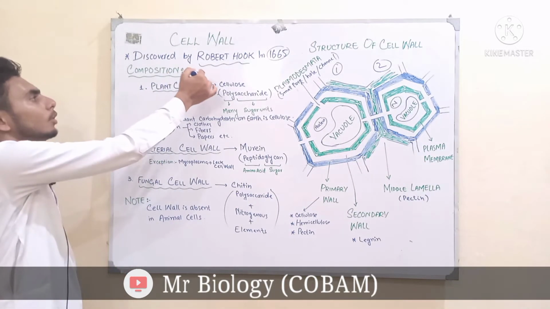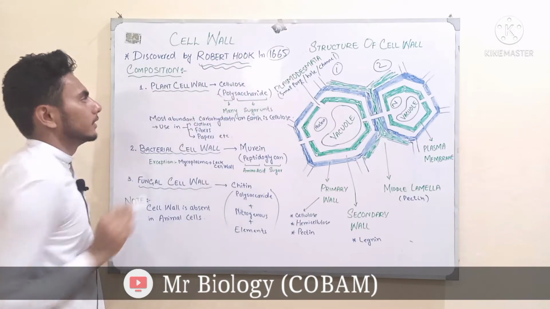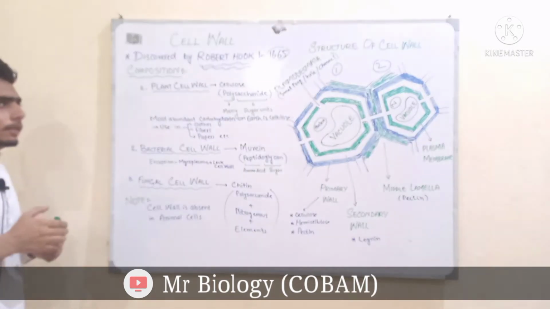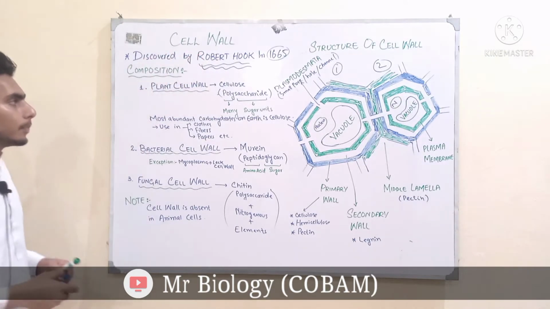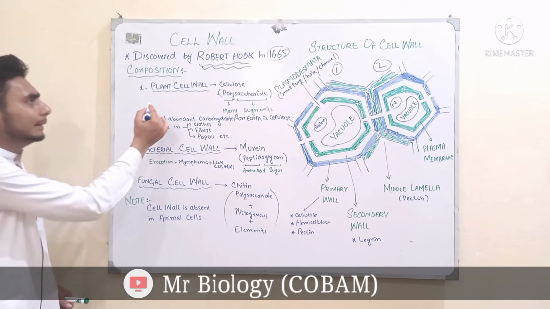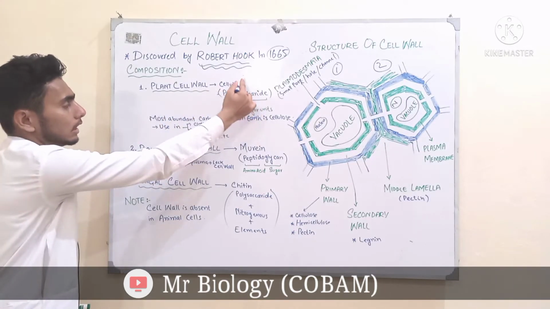First of all, the cell wall was discovered by Robert Hooke in 1665. First of all, I want to explain the composition of the cell wall. Now, the plant cell wall is composed of cellulose.